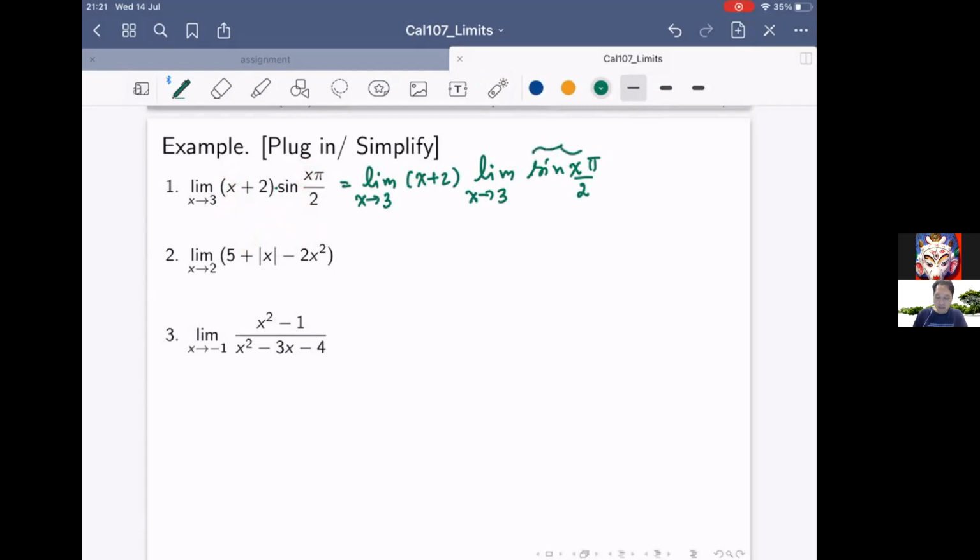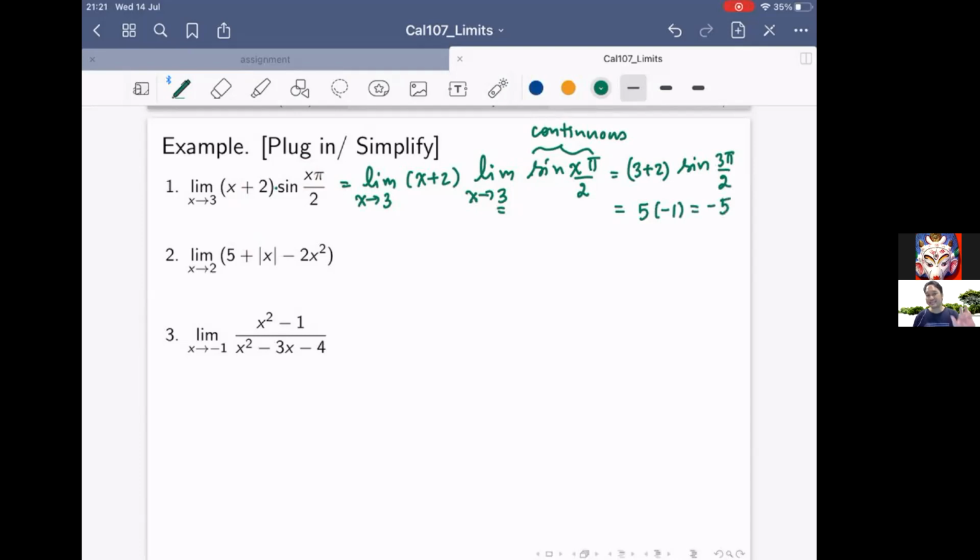And this one is actually one, the graph will be one piece, right? You can try to draw this kind of curve. Okay, this one is also continuous at each and every x. Especially when your x is 3, so you have this one as 3 plus 2, and then this one you just plug in as 3 pi over 2, so you have 5 and -1 multiplied together as -5.